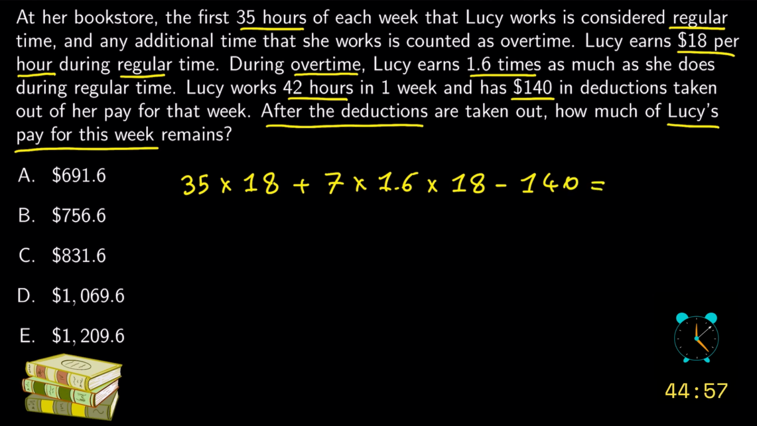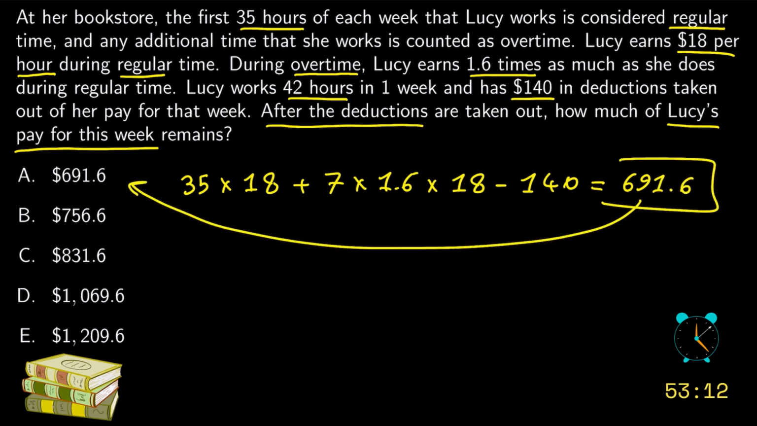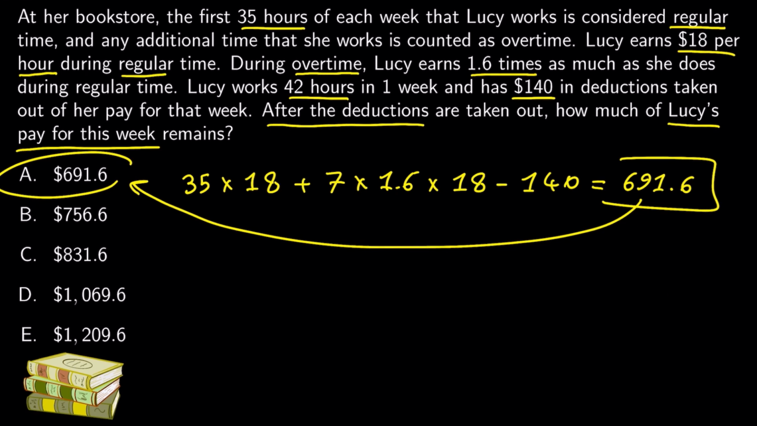When we evaluate this expression using a calculator, we get $691.6, and that's it. The answer is A. Great. By learning to write down only the most crucial step, you could save a significant amount of time on the test day. Alright, I hope this video was helpful for your test preparation.